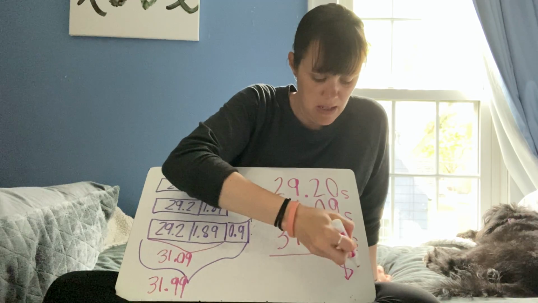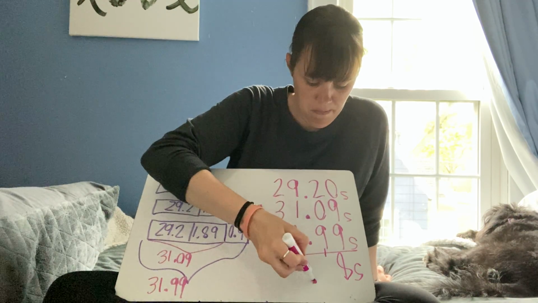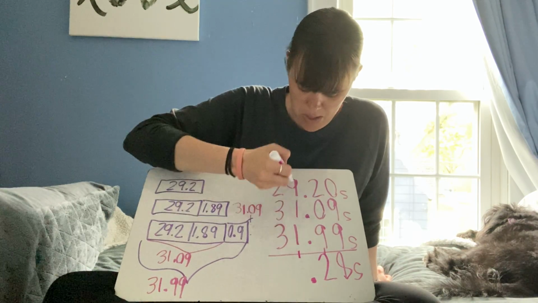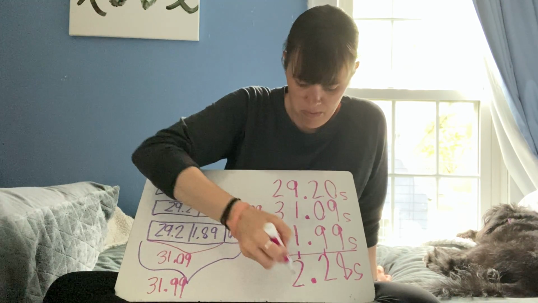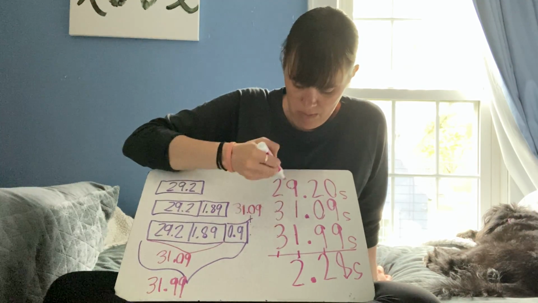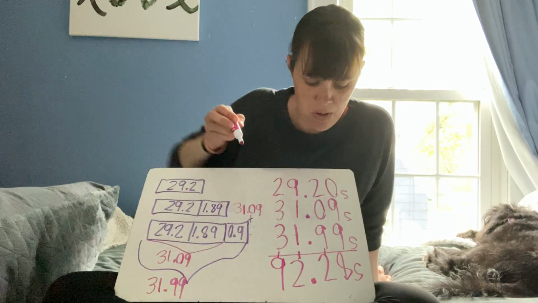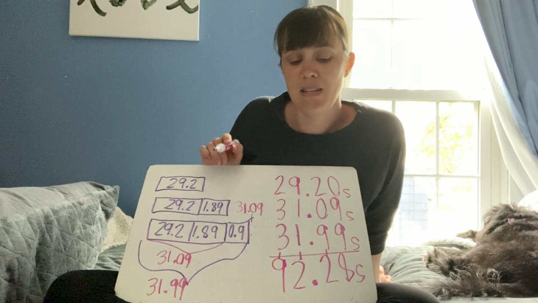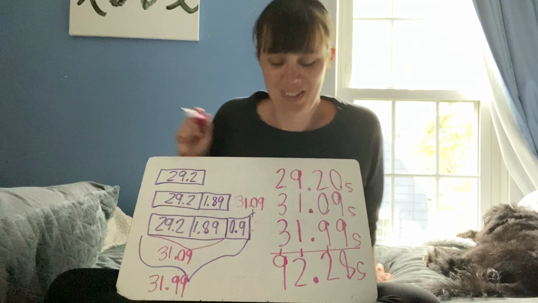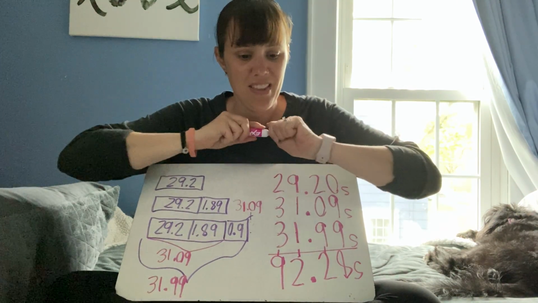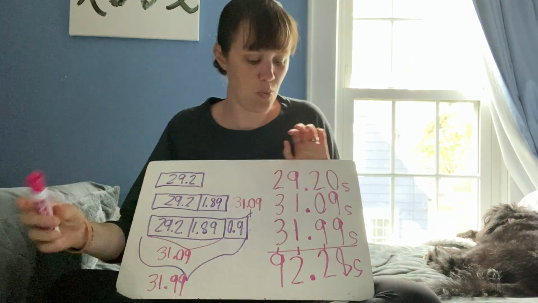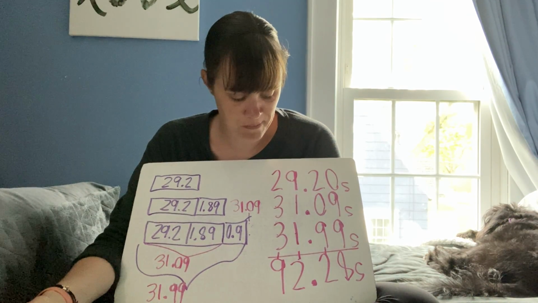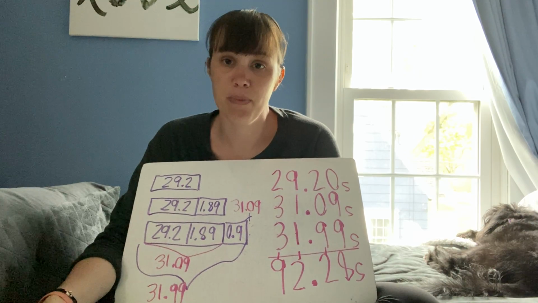9 and 9 is 18. Regroup the 1. 9, 10, 11, 12. Regroup the 1. 9, 10, 11, 12. Regroup the 1. 3, 6, 7, 8, 9. 92.28 seconds. And it matches the answer I have in my book. So the team's total for the race was 92.28 seconds. So that's a minute and a half, basically.